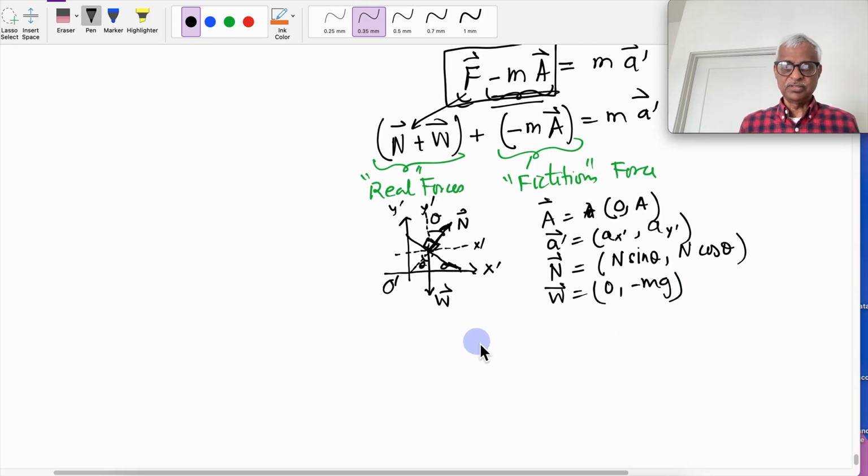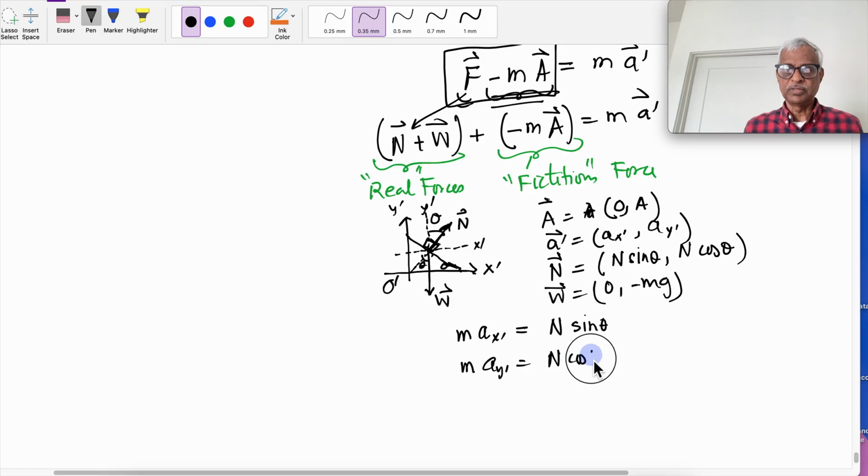So it just turns out to be m a x prime equals N sine theta, that's it. And m a y prime just turns out to be N cosine theta minus mg minus ma.